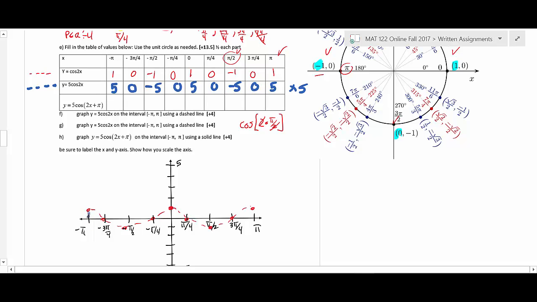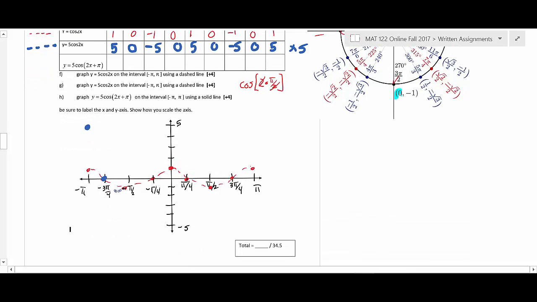Okay, so what that's going to do is move this point up to 5. This point stays the same. This point goes down to negative 5. This stays the same. And that goes to 5. Okay, so what you have now is you have that. Okay, and then just keep cycling through the points.